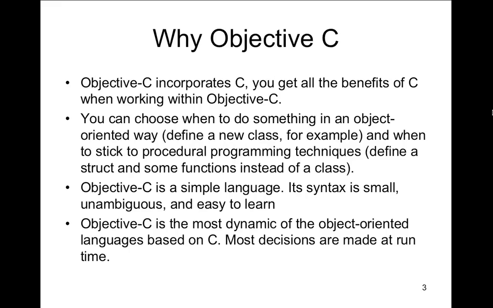So why Objective-C? It incorporates C. You get the full benefits of C when working within Objective-C. You can actually write C programs and you can use GCC, as we're going to see today. I'm going to write some command line programs for you. And you'll see it's very C-like in a lot of different ways. In fact, you can write C code inside of Objective-C without writing Objective-C code if you want to. You can actually mix and match. In fact, Xcode comes with a GCC compiler that supports C++ and Objective-C intermixed in the same application.